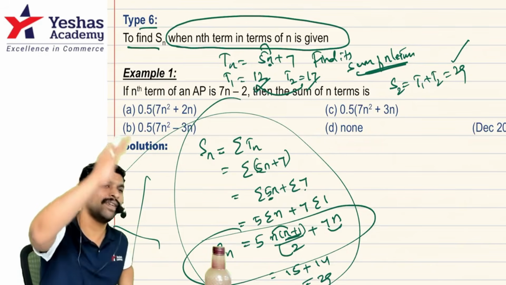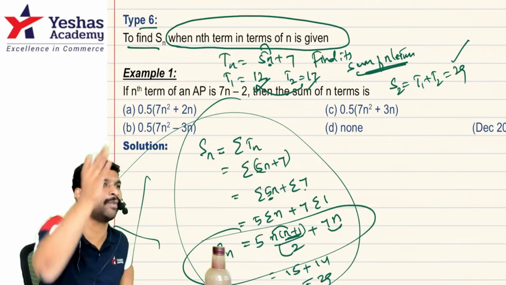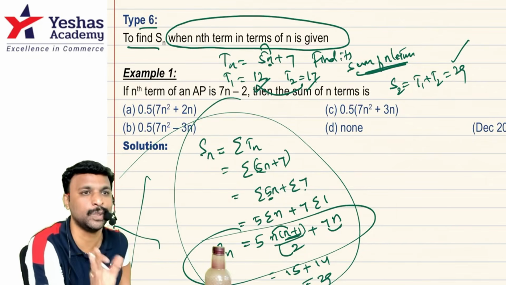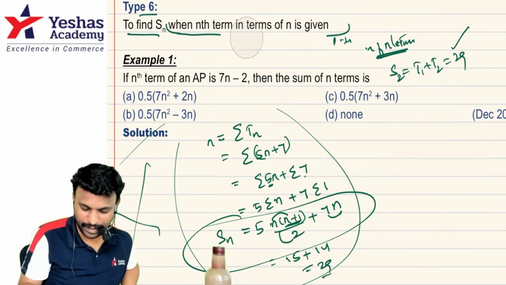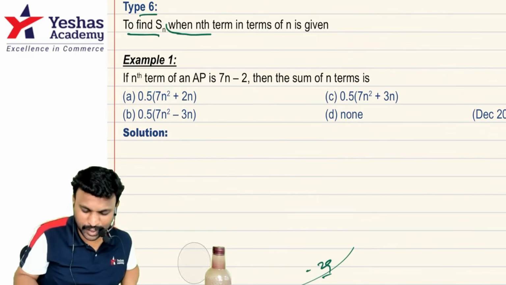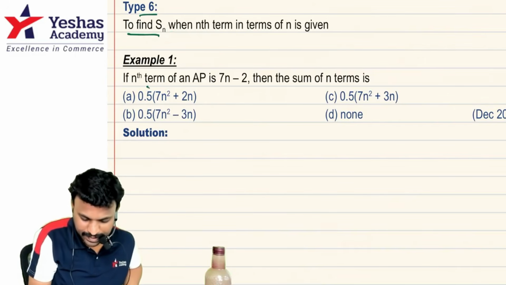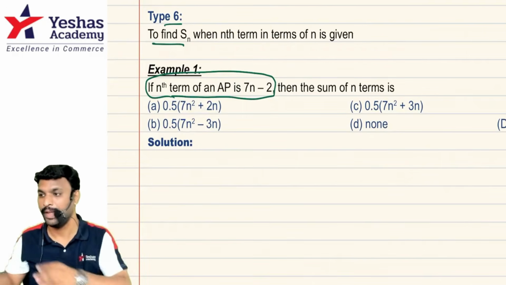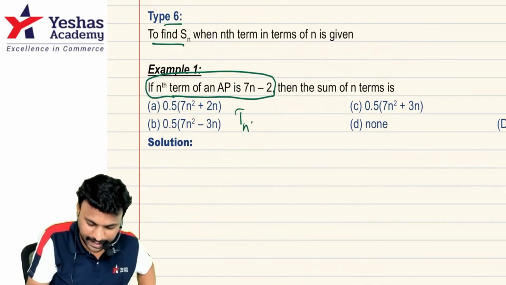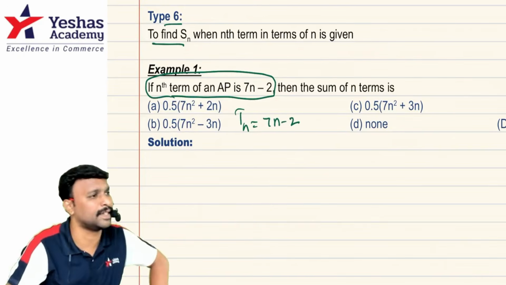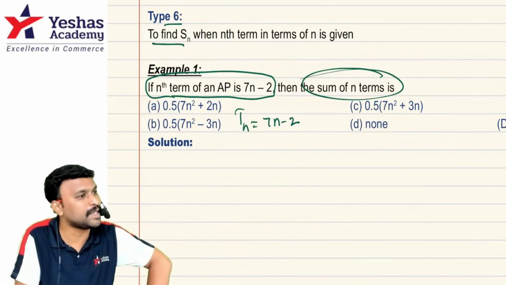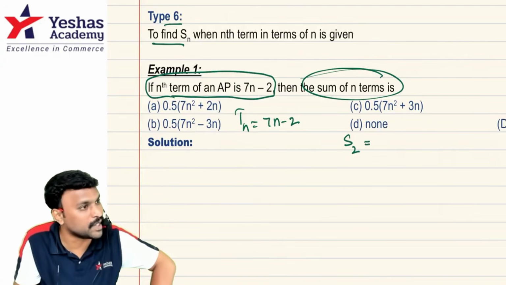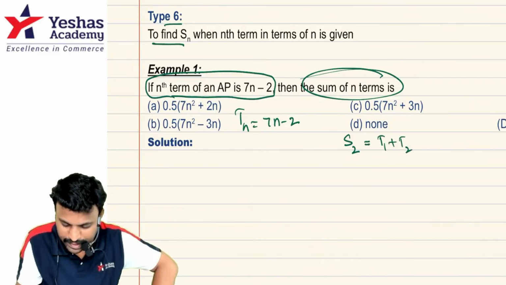Whenever sum of n terms is asked, would you find sum of n terms? What you will find instead? Sum of first two terms. That's it. Tell me now, for this question, what is this 7n minus 2? Is it the sum or is it the nth term? So how do I represent this? Tn is 7n minus 2. Sum of n terms is asked. I am not going to find sum of n terms. Rather, I find sum of first two terms, which is nothing but T1 plus T2.